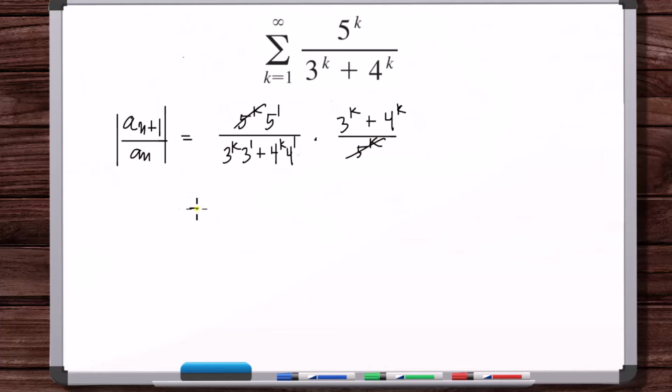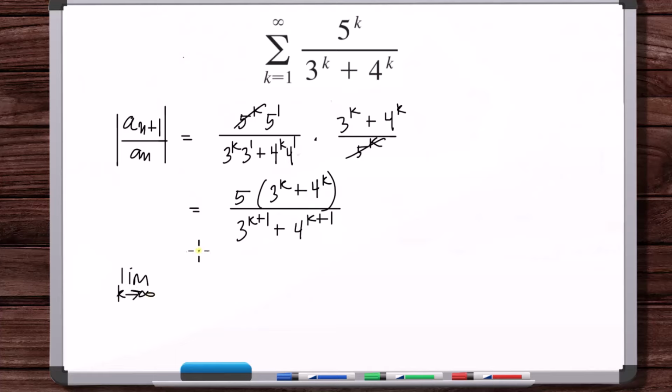So, all right, you've got 5 times 3 to the k plus 4 to the k. And then actually, let's go back. I think it'll be easier to compare this way. All right, and so can we take the limit as k approaches infinity of this? We could take out the 5. Well, yeah, okay, this is going to go to 0.